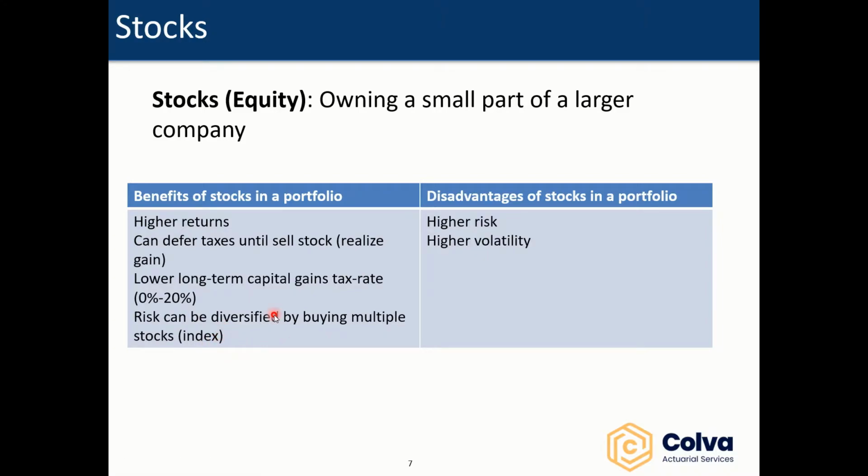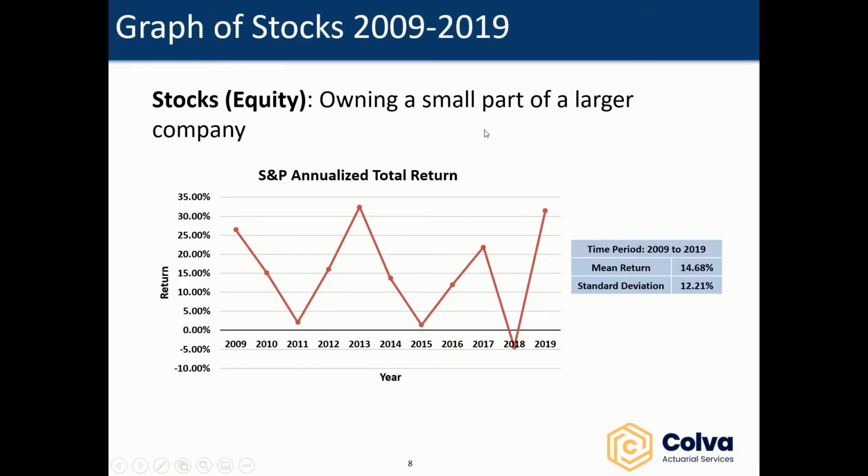The disadvantages of stocks in a portfolio, and we'll be showing this, is that it's higher risk than bonds. We'll show you that it's more volatile, or otherwise it jumps up and down more drastically than bonds. Higher volatility is again just the jumping up and down, and we'll see that in a second.